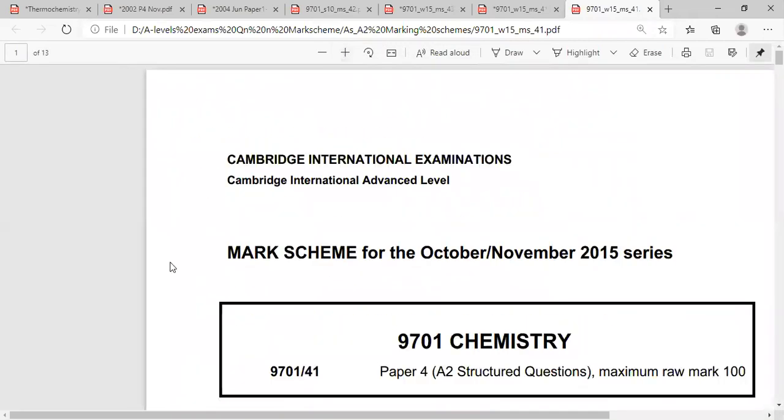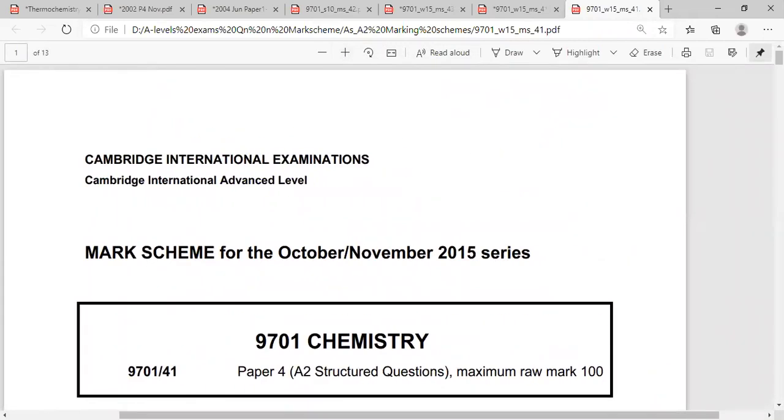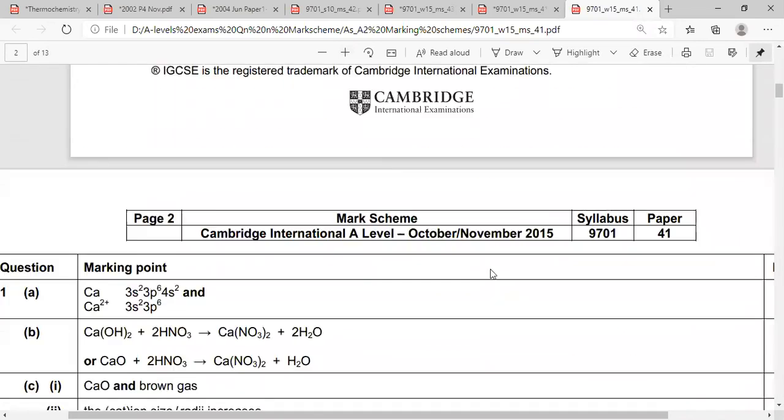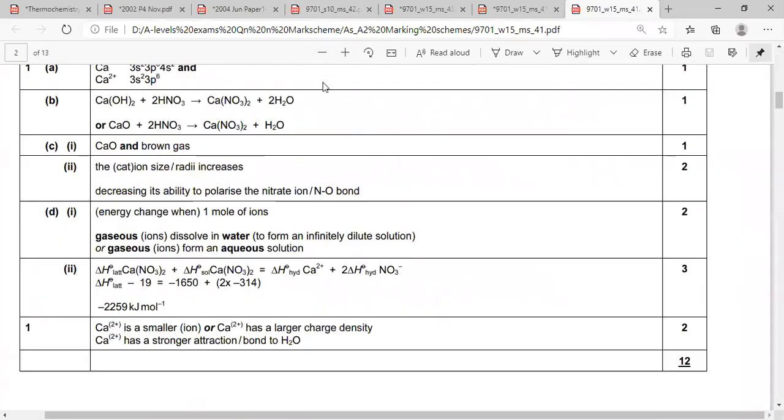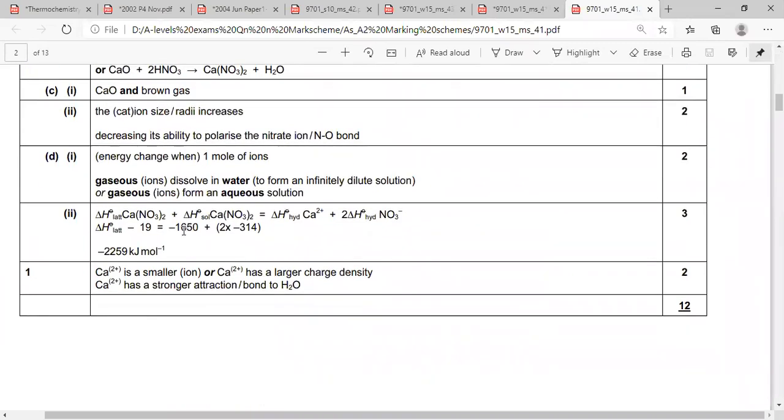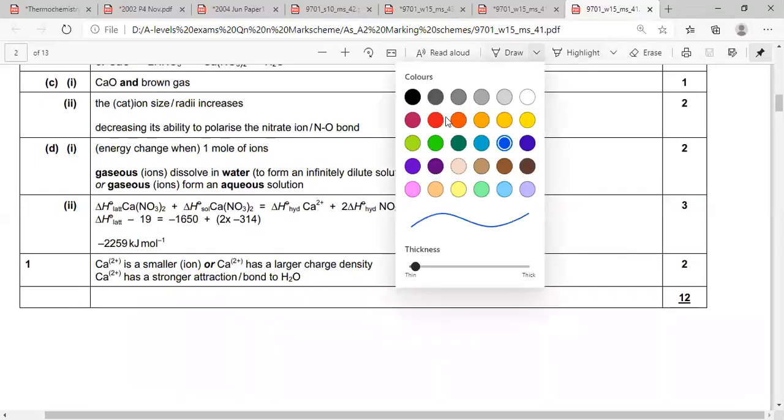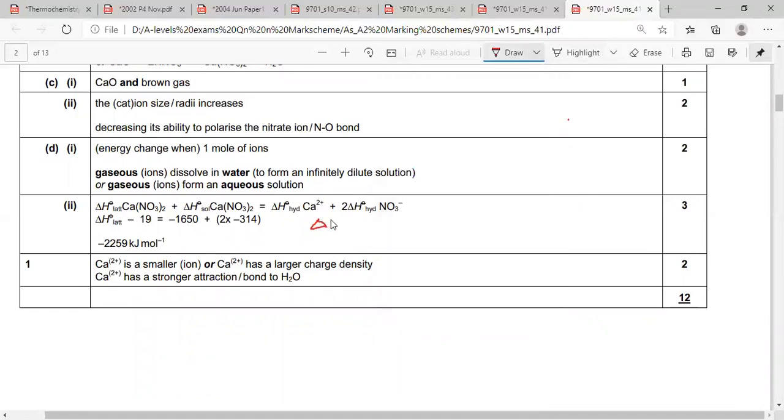The next one we'll do is the group 2 ideas of solubility. So here you can see smaller. You bring this over here, it will be the lattice energy. So the lattice energy equals, bring 19 over, 19 minus 1650 plus 2 times minus 314.